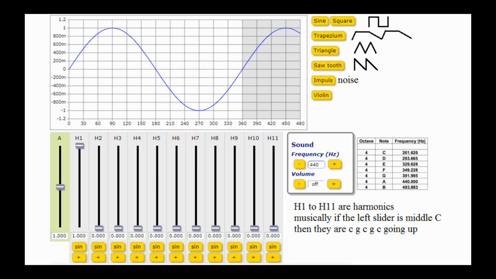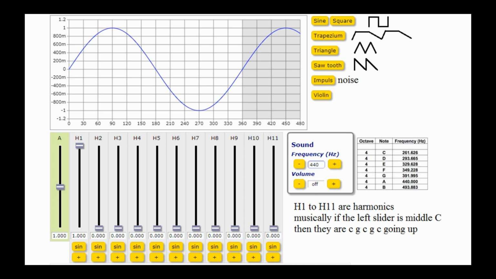So here's what the additive synthesis sound machine looks like. It starts off with a sine wave. That's H1. H2, H3, H4 are new waves at a higher frequency. But in music, these are very specific waves. They are called the harmonics. And the harmonics, if you've ever played music, they're really simple. If you start on letter C, the first harmonic is G. The second one is the next C. So it just goes C, G, C, G, C, G on the way up.